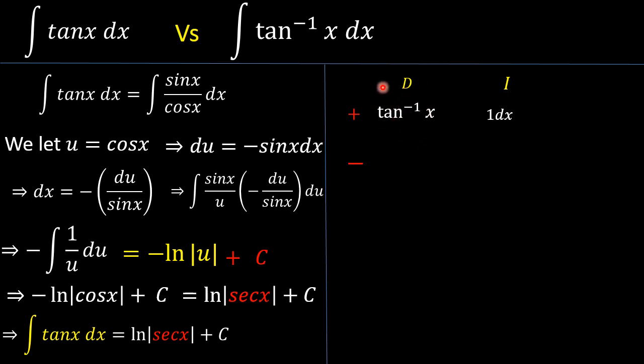But I'll just tell you the answer you are supposed to get. You're going to have 1 over 1 plus x squared. Good. Then integrating 1 in the x world simply gives us x.